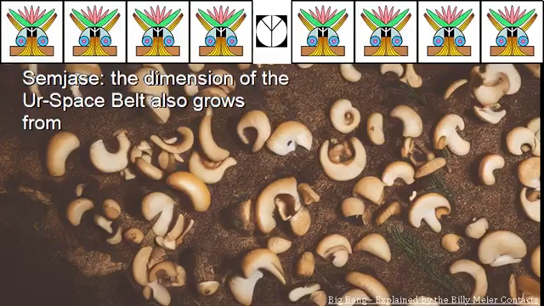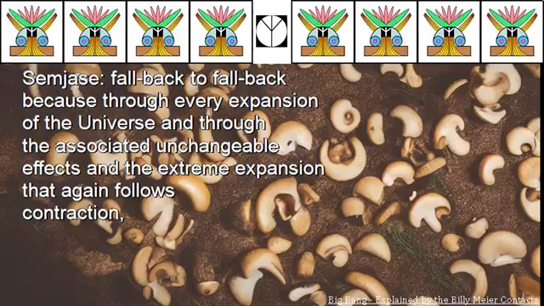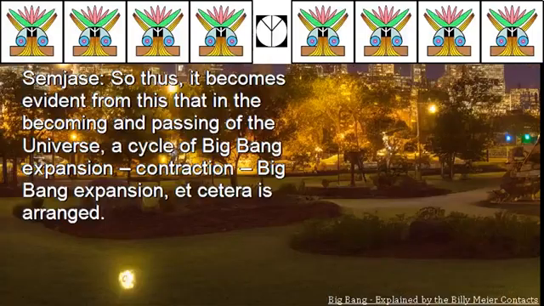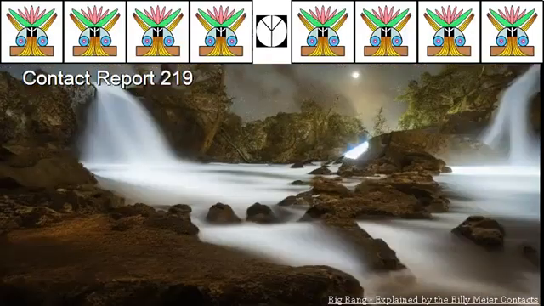Of course, the dimension of the space belt also grows from fallback to fallback because through every expansion of the universe and through the associated unchangeable effects and the extreme expansion that again follows contraction, the mass of the entire creation grows, always doubling itself in size. So thus, it becomes evident from this that in the becoming and passing of the universe, a cycle of Big Bang expansion, contraction, Big Bang expansion, etc. is arranged.